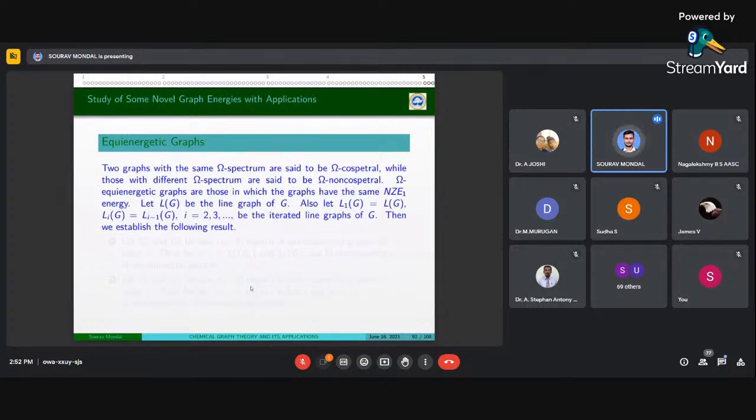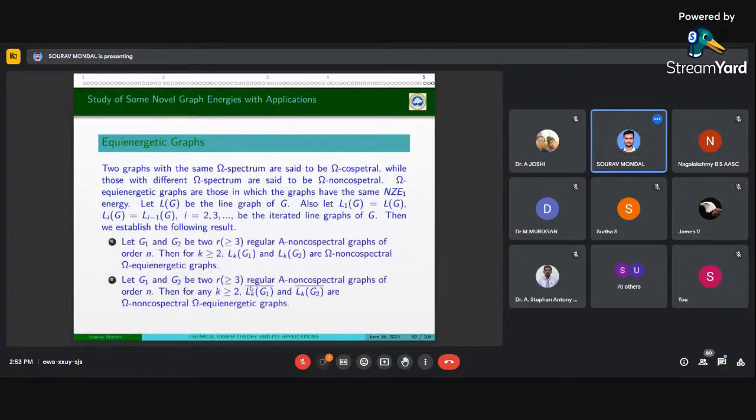Two structures having the same Ω spectrum are said to be Ω co-spectral. Otherwise, they are known as Ω non-co-spectral. Graphs with the same NZE1 energy are known as Ω equi-energetic. Now, it is clear that Ω co-spectral graphs are always Ω equi-energetic. But our interest is to characterize the graphs that are Ω non-co-spectral but Ω equi-energetic. Here we have identified the graphs that are Ω non-co-spectral but Ω equi-energetic.